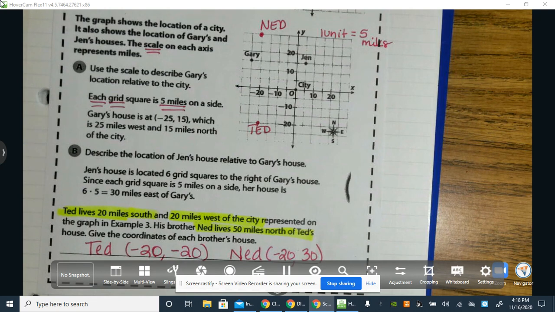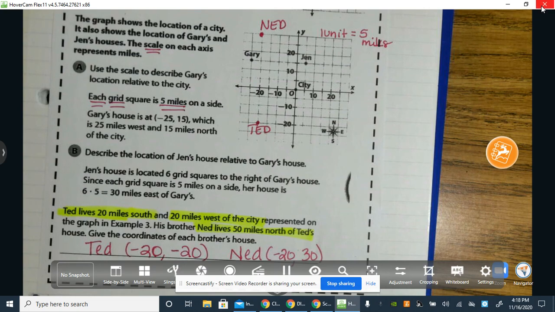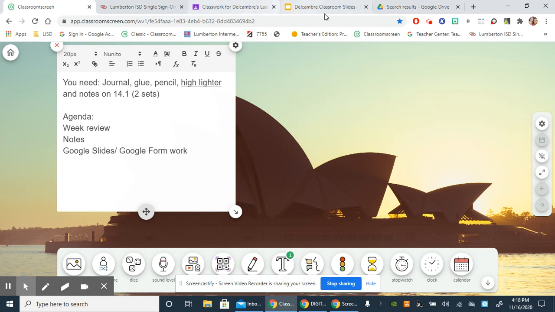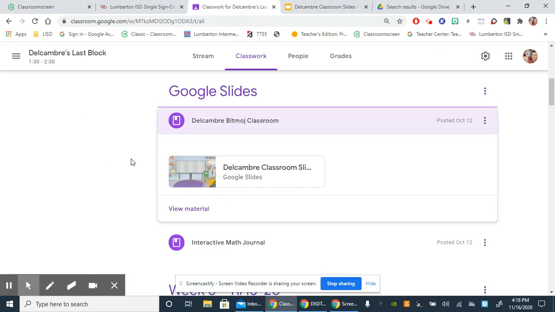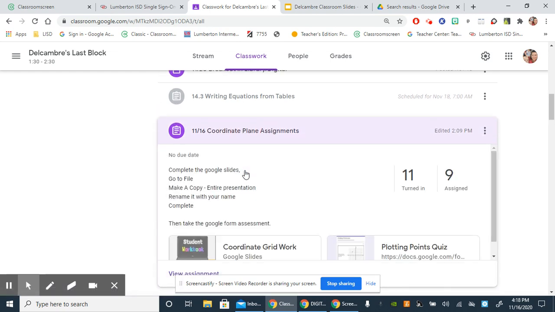Okay? All right, so your homework for today is the Google Slides, and I'm going to show you how that is done. Close out of here. Go back to the classroom. Okay, so if you go down here, today's week 6 coordinate plane assignment. So complete the Google Slides. Go to File, make a copy of the entire presentation, rename it with your name, complete, then take the Google Form assessment. I should say complete and submit.